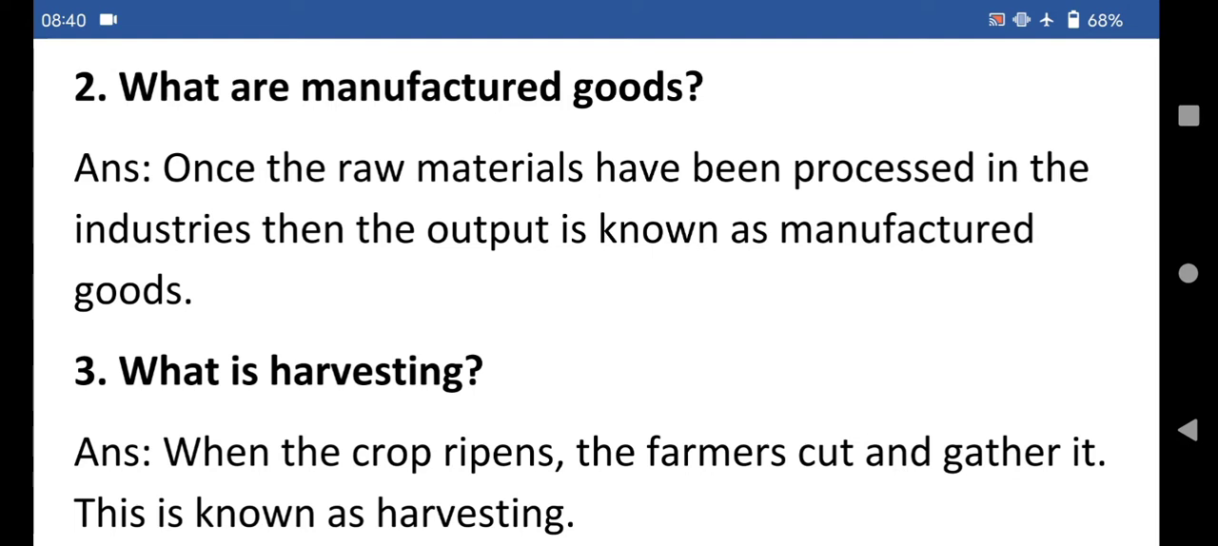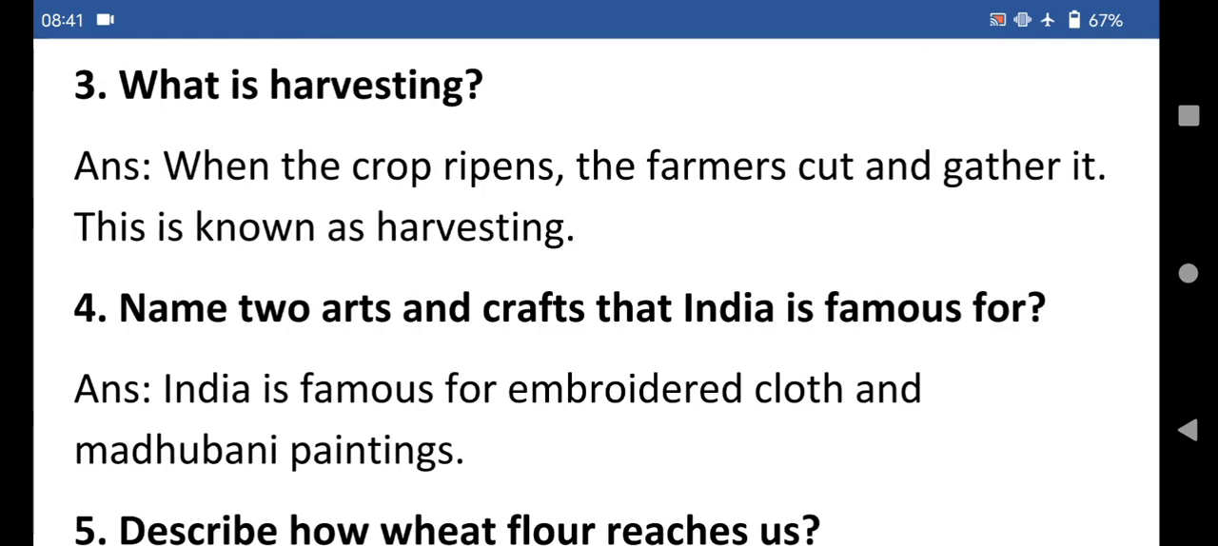Once the raw materials have been processed in the industries, then the output is known as manufactured goods. It means that when the raw materials are taken to the factories and they are made into different products, different goods, and made available in the market, those things which are made available in the market are known as manufactured goods.